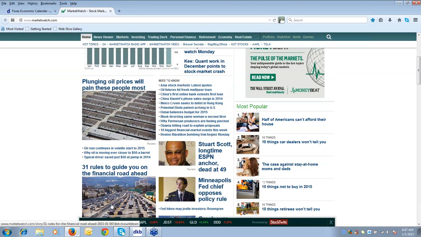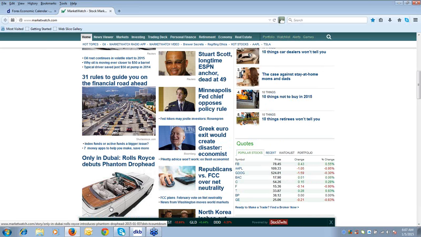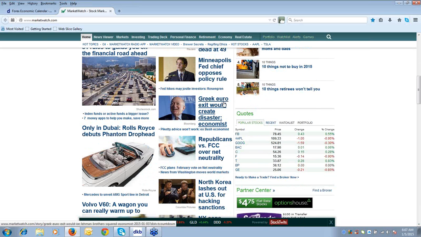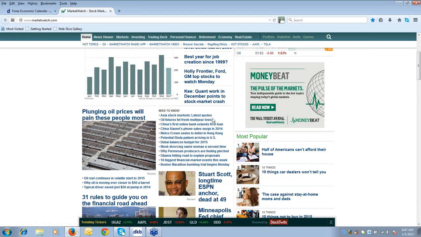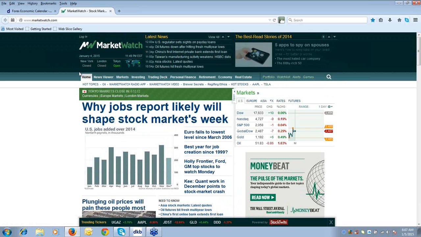So again, like I said, just have an idea of what's going on in the financial markets. You can see the Greek euro exit caused great disaster. So you can see that the Eurozone are still having problems, and some of the European countries are still having problems, which could impact obviously the euro, US dollar, which we are trading. So that's another thing to be aware of. Just check the Market Watch website and have an idea of what's going on. Okay, so that sort of laid the foundation for us for the markets today.